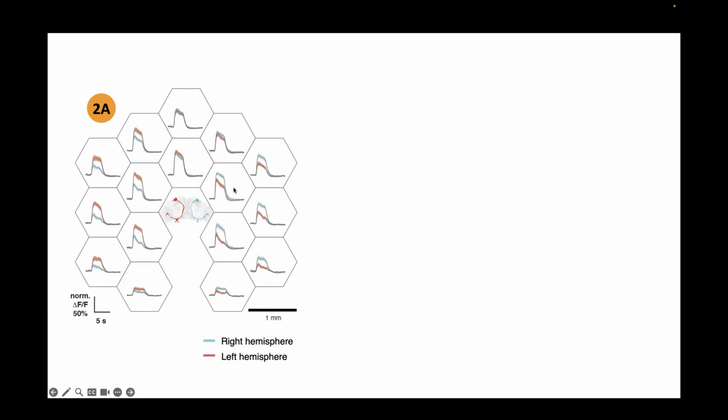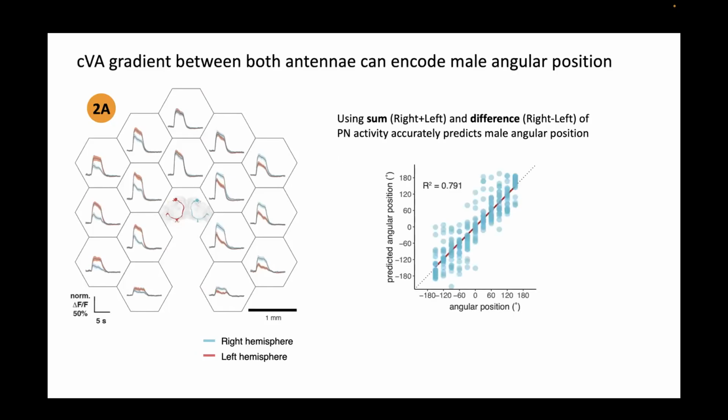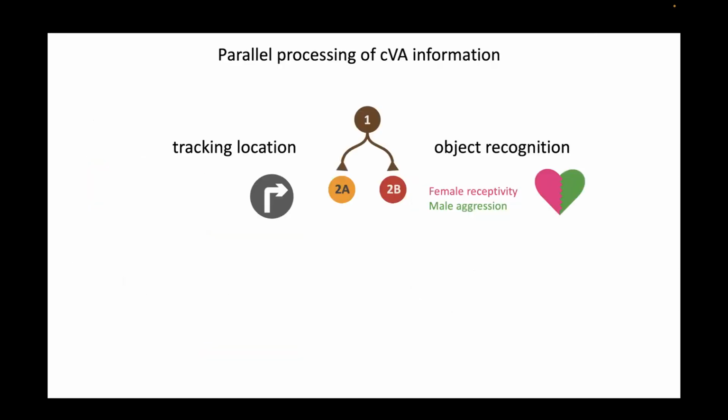But also, we saw that the responses are very directly related to the location, or the angular position, of the male. So we were able to build a model that used both the sum and the difference of the PN activity to predict male angular position, as you can see here. So the information from this neuron is enough to very precisely encode the location of the male in space. So going back to the connectivity diagram, 2B neurons are responsible for object recognition, whereas the information in 2A is enough to encode the location of the male in space.